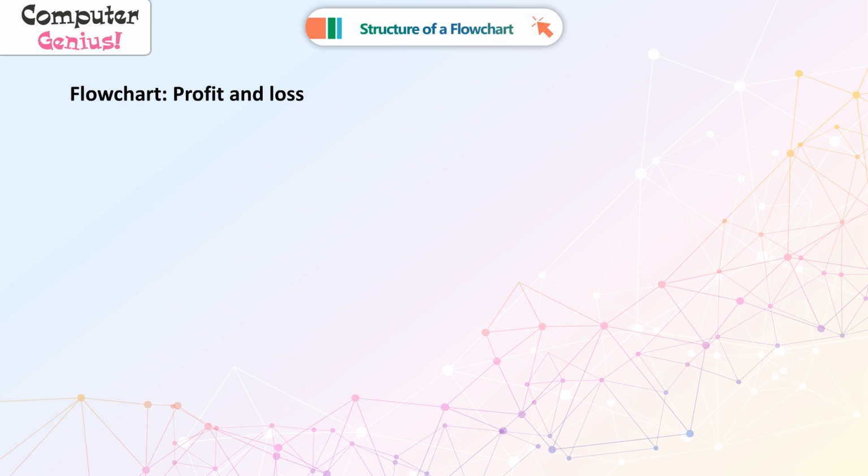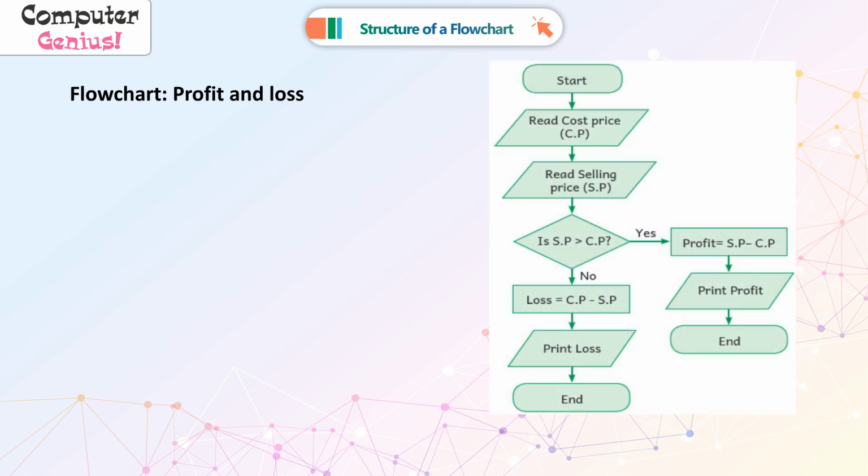Flowchart, profit and loss. Start. Read cost price, CP. Read selling price, SP. Is SP greater than CP? Yes: profit is equal to SP minus CP. Print profit. End. No: loss is equal to CP minus SP. Print loss. End.